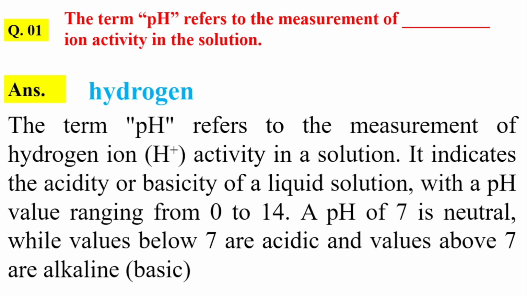With a pH value ranging from 0 to 14, a pH of 7 is neutral, while values below 7 are acidic and values above 7 are alkaline, basic, as it is called. The term pH refers to the measurement of hydrogen ion activity in a solution. A pH value of 7 is neutral, and pH values below 7 are acidic and above 7 are alkaline.